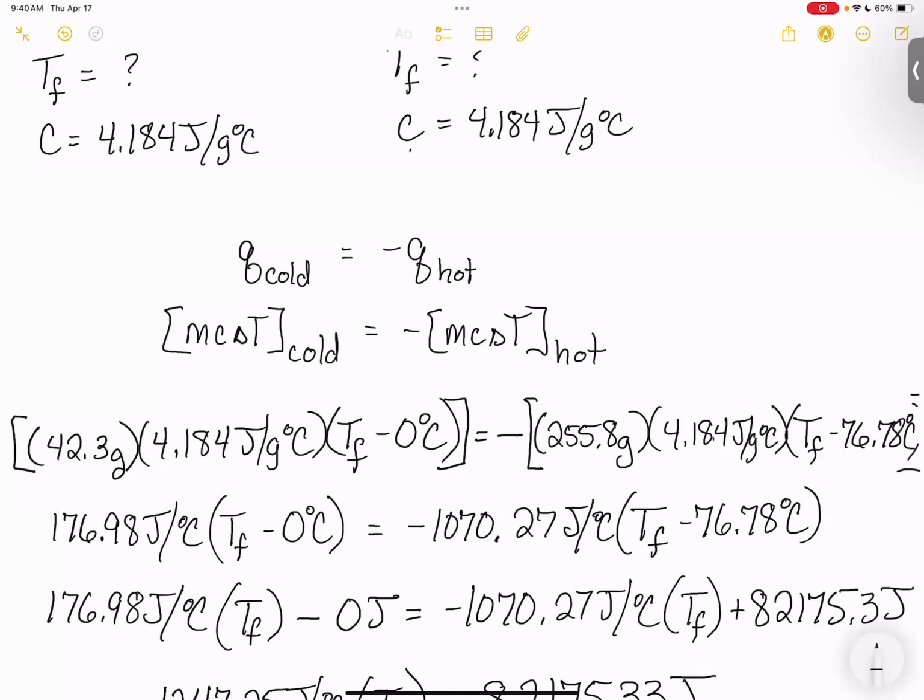I then did the distributive property, which means you're going to multiply this number by each of the values inside the parentheses. So I multiplied the 176.98 times T final, and then I multiplied the 176.98 times a negative 0, and that gave me negative 0. I did the same thing on the other side. I multiplied negative 1070.27 times T final, and I multiplied the negative 1070.27 times a negative 76.78.